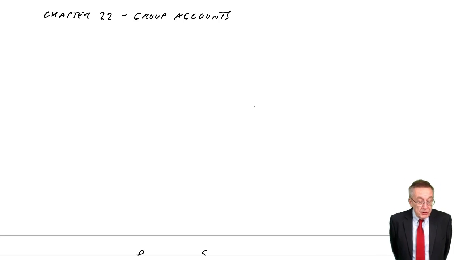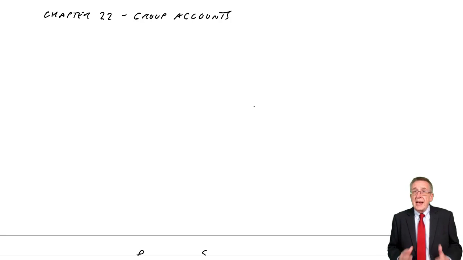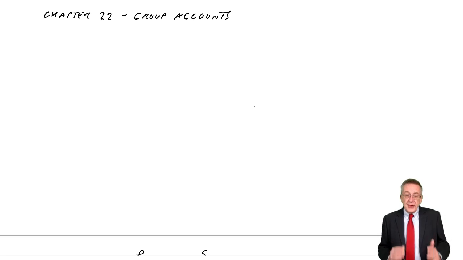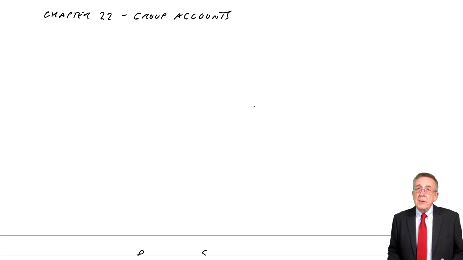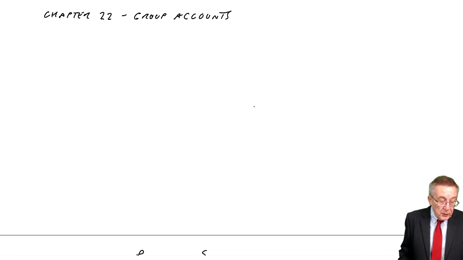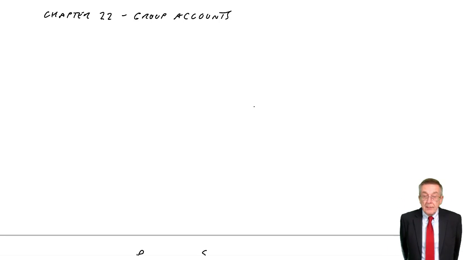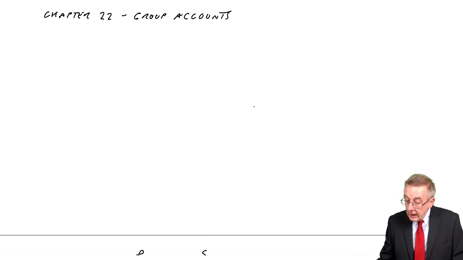It says on the 1st of January 2008, P acquired 100% of the ordinary shares of S, which was incorporated on that date. So S was formed on the 1st of January 2008. That's when S was started. And on that date, P bought 100% of the shares. We're now a few years later, on 31st December 2010, and the statements of financial position for each of the two companies were as follows.